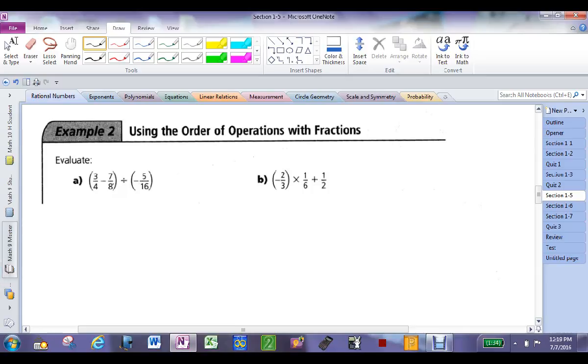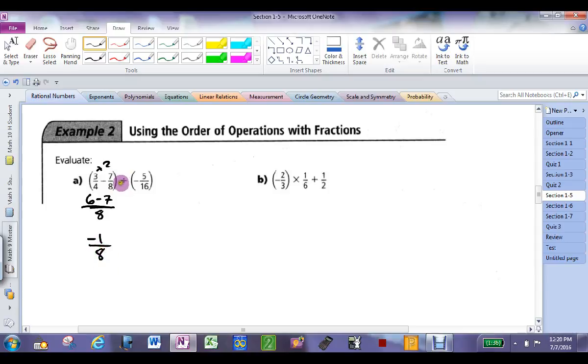3 over 4. Brackets. Right, I got to do the brackets. It's subtraction, so I need a common denominator, yeah? What is it? 8. Did the 8 change? No. So does the 7 change? No. So I keep the negative 7. What happens to the 3? Times by 2. Times it by 2, so it becomes 6. What's 6 minus 7? Negative 1 over 8.